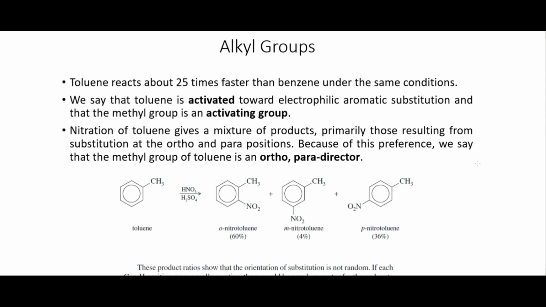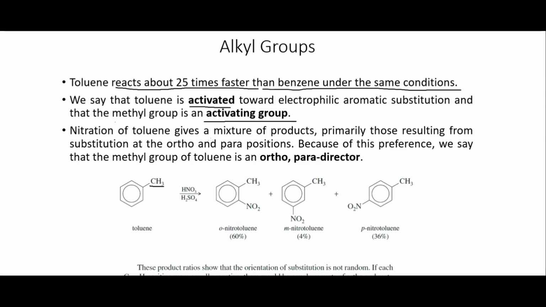So these are just hydrocarbon groups. So something like toluene, which is something that is just a benzene ring with a single methyl group on it, reacts about 25 times faster than benzene under the same conditions. So we say that toluene is activated toward electrophilic aromatic substitution, and that the methyl group is an activating group.